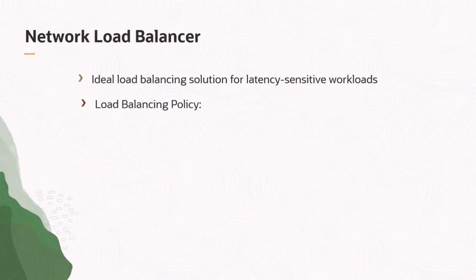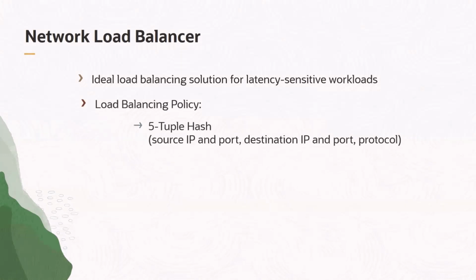So there are 3 load balancing policies in network load balancer. The first is the default, which is the 5 tuple hash, which means it is going to route the incoming traffic based on 5 tuple. And what are those 5 tuple? Source IP, source port, destination IP, destination port, and protocol.